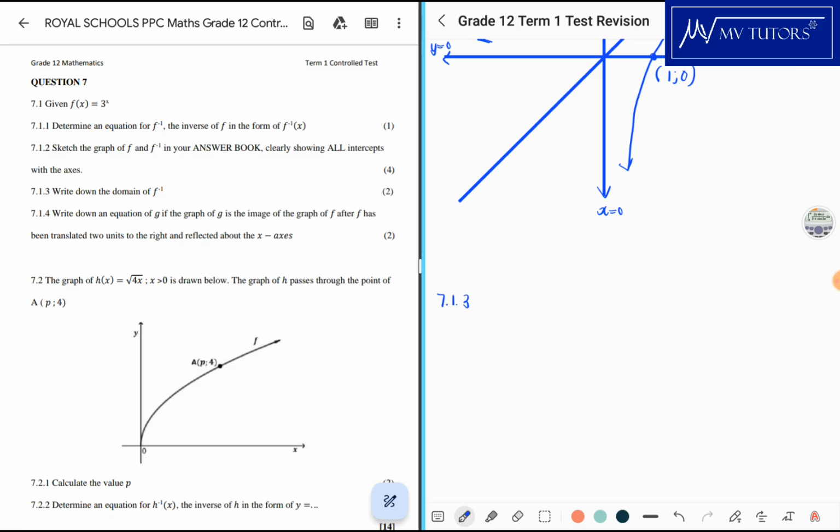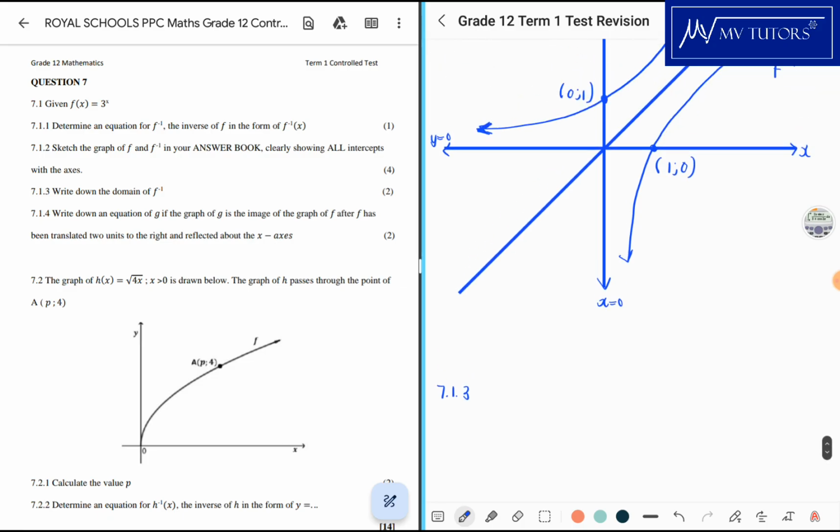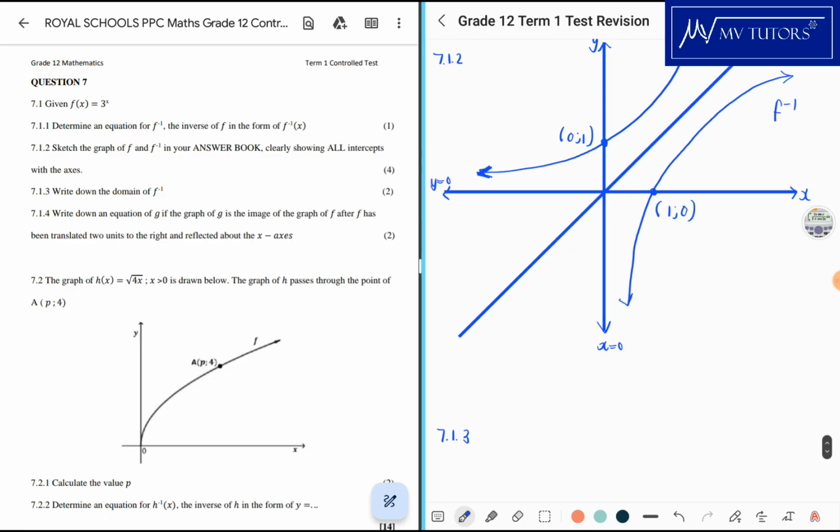7.1.3, they say write down the domain of the inverse. So the domain is basically the x values that are applicable for this function. So if you look at this function, what are the x values that are applicable? I can tell you this. The negative x values don't apply to the inverse. You only have values from x being 0 up until infinity. But even where x is 0, remember this is the asymptote. So we cannot include 0. If you dare to include 0, it's going to be wrong.